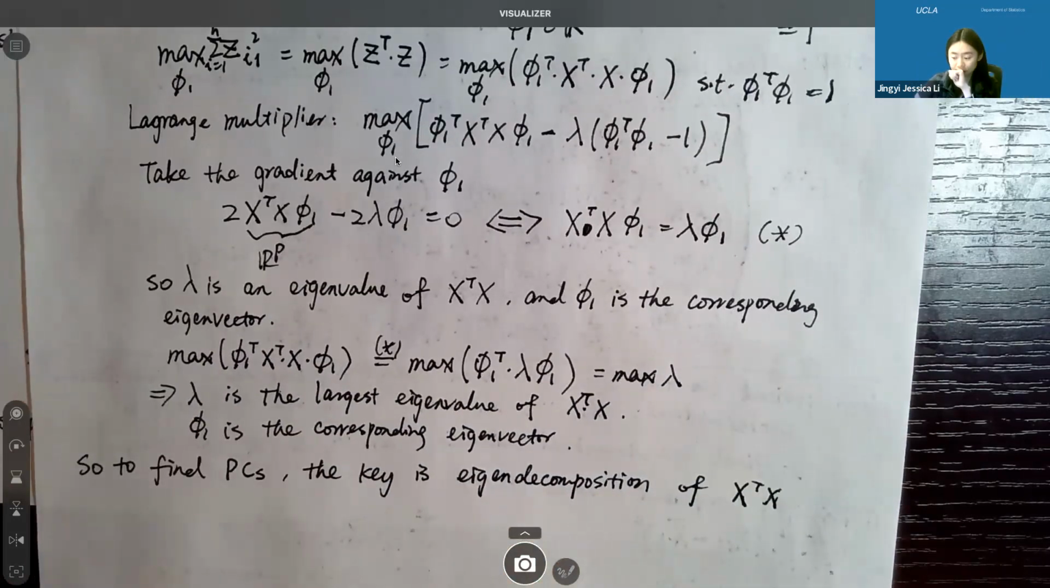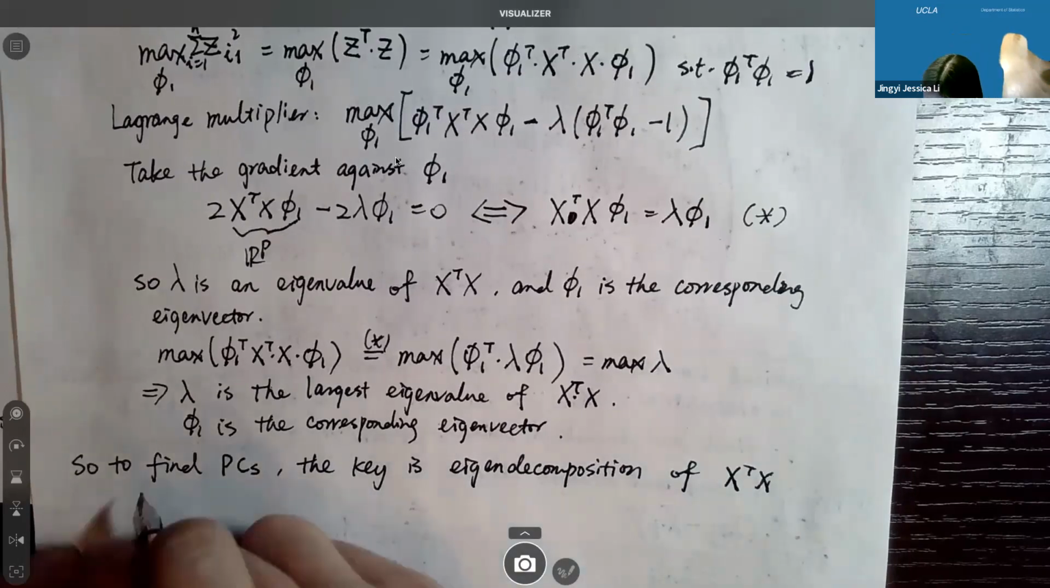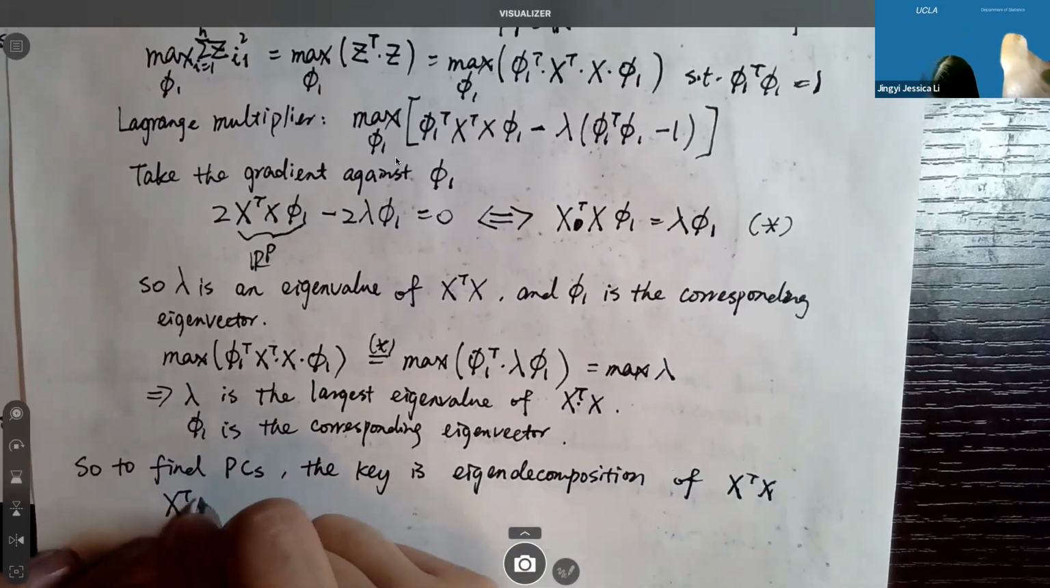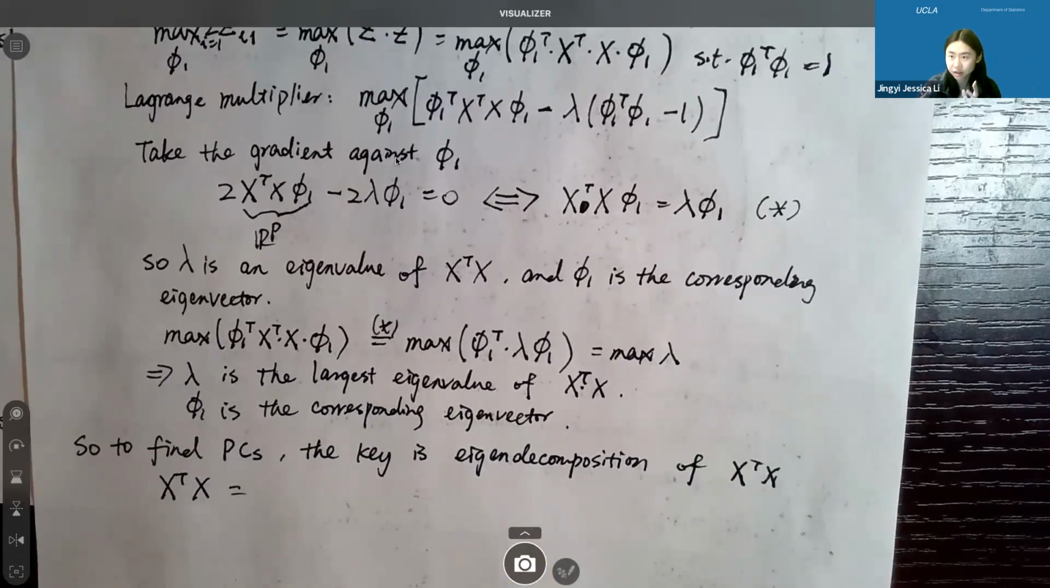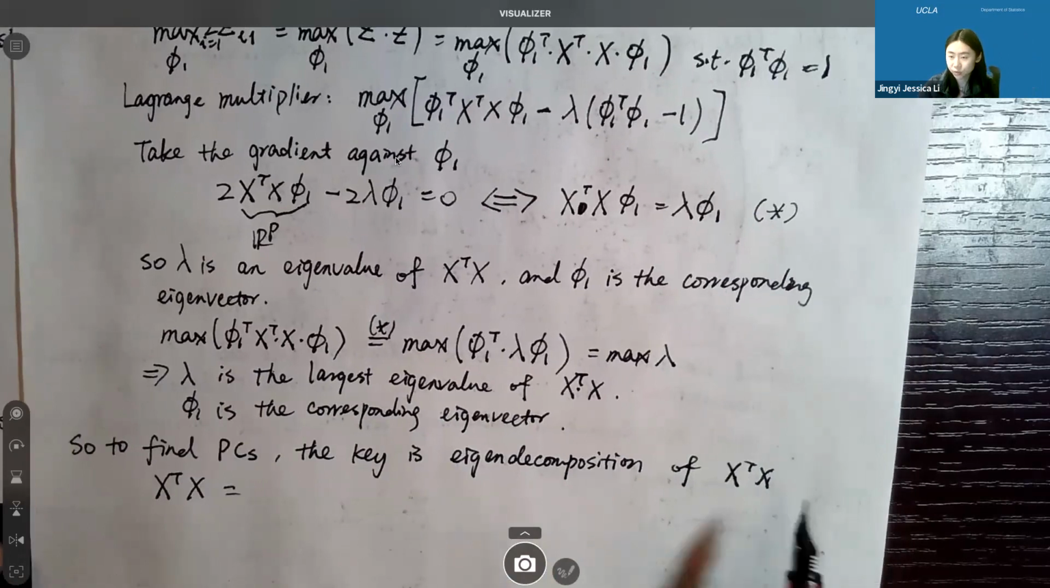Okay, so what can we get out of the eigen decomposition? Actually, in linear algebra, the standard way to write eigen decomposition is this. So let's say that we write X transpose X, we do eigen decomposition. Please note that eigen decomposition is only applicable for a square matrix. Okay, here it's a square matrix.